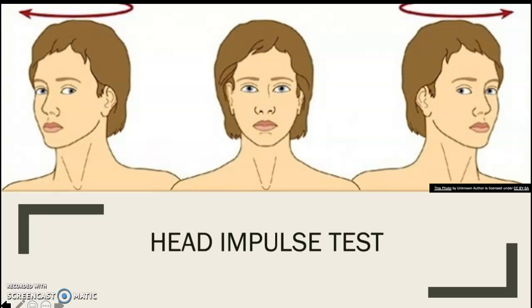It should be noted that it might be more helpful to quickly jerk the patient's head back to center, as this will prevent over-rotation of the neck. Let's take a closer look at the head impulse test.